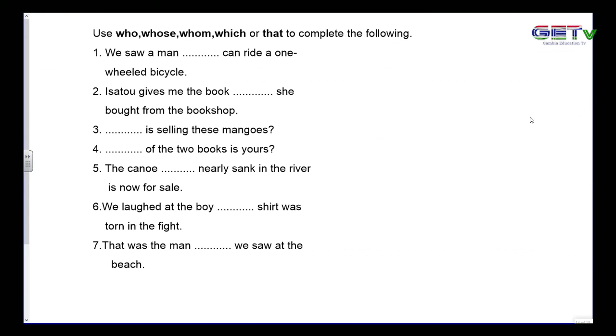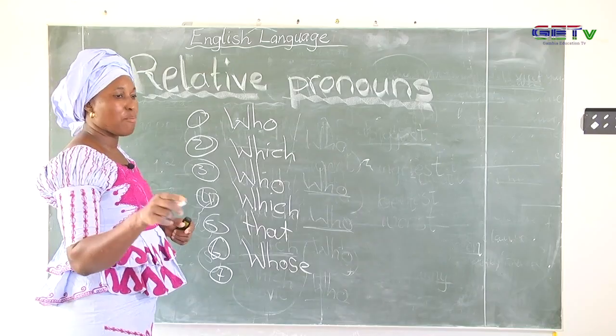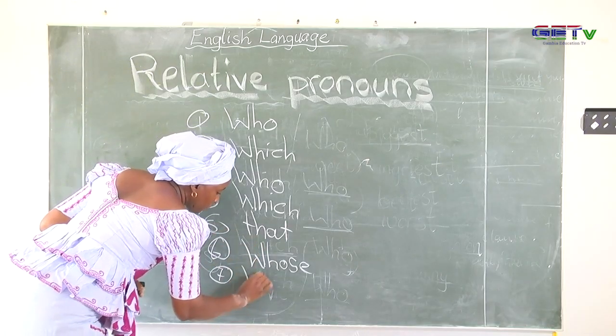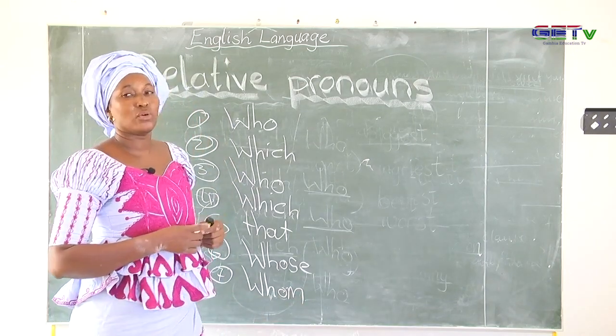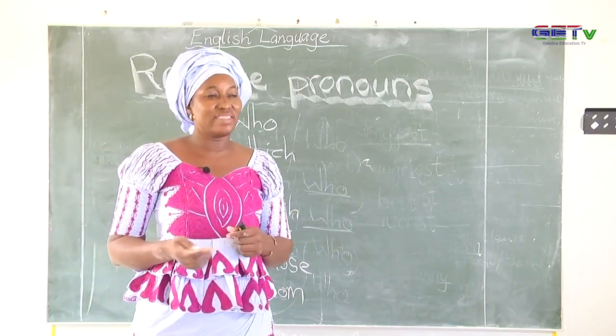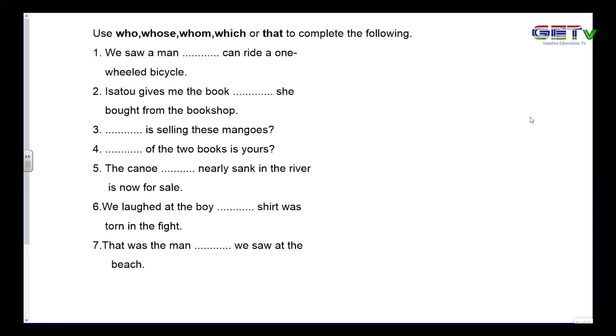And 7. That was the man that we saw at the beach. We say, that was the man whom we saw at the beach. And that is all for that exercise.